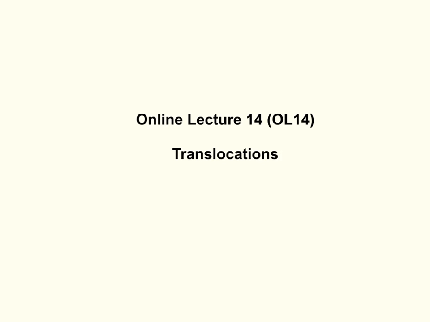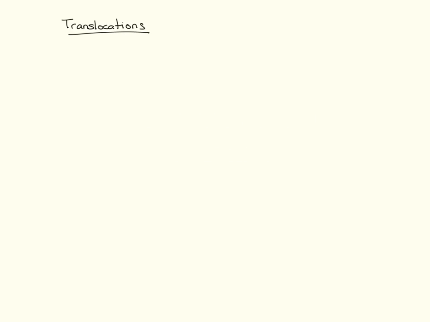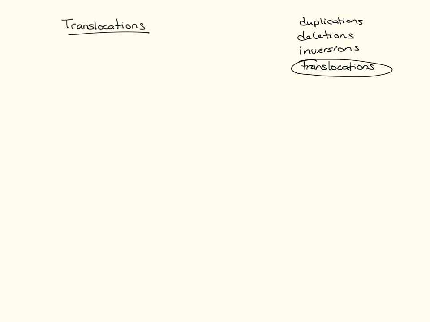This is online lecture 14 for Bio 240, and in this lecture we're going to be talking about translocations. In the last lecture we started talking about chromosomal rearrangements, which were large-scale mutations on chromosomes, including things like duplications, deletions, inversions, and translocations. So the translocations are what we're going to focus on today.